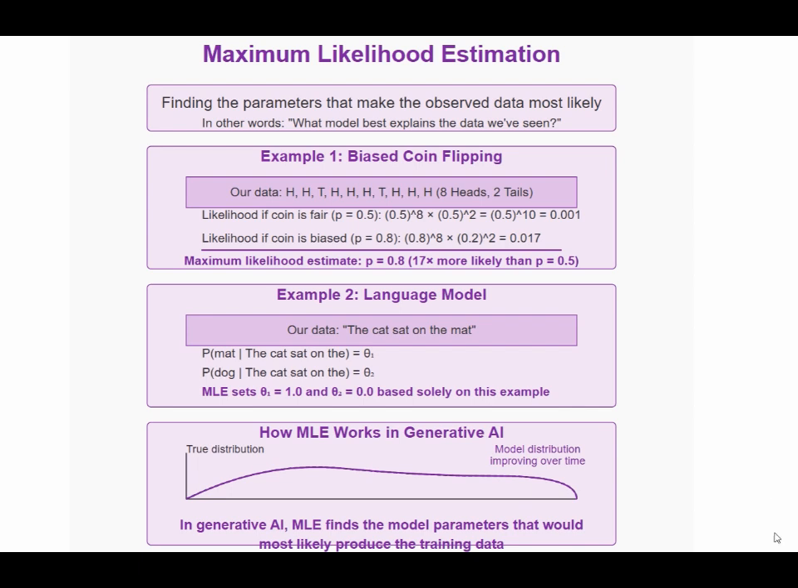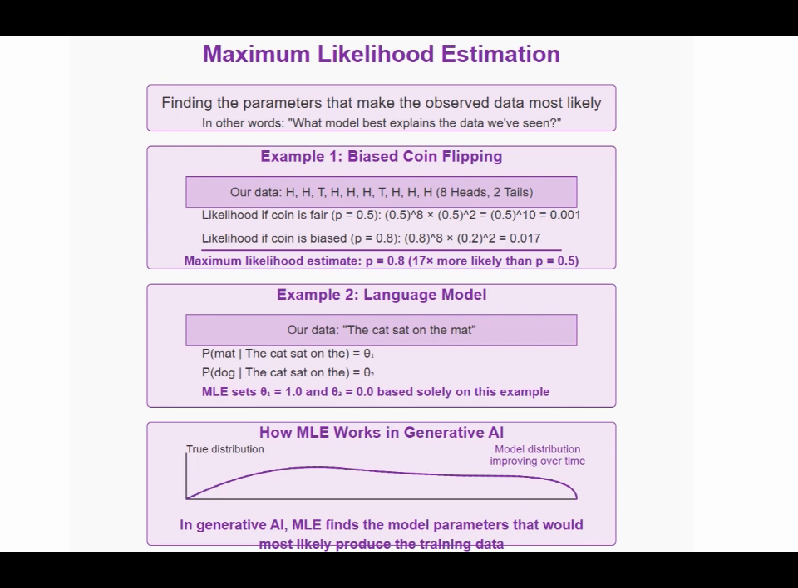In generative AI, this same principle applies, but with far more complex models and parameters. For a language model trained on the sentence, "the cat sat on the mat," MLE would assign a probability of 1 to mat following "the cat sat on the" and 0 to other possibilities like dog. With more training examples, these probabilities would become more nuanced. The visualization shows how the model distribution, the purple line, gradually approaches the true data distribution, the dashed line, as training progresses. This process is at the heart of how generative AI systems learn to produce realistic outputs.